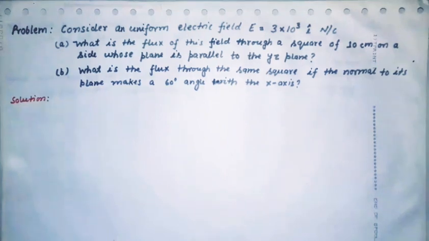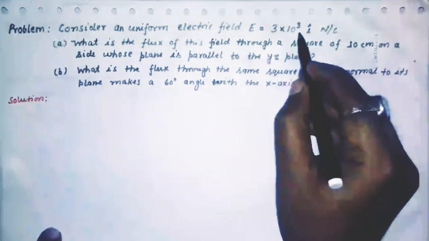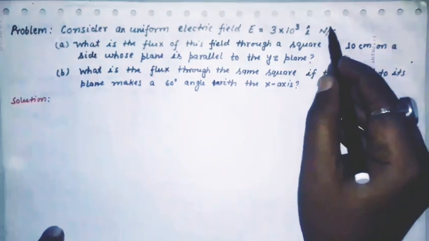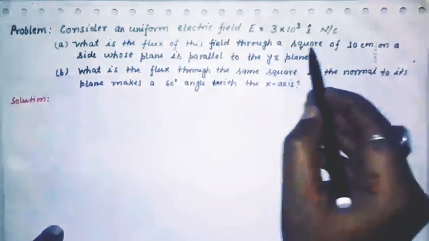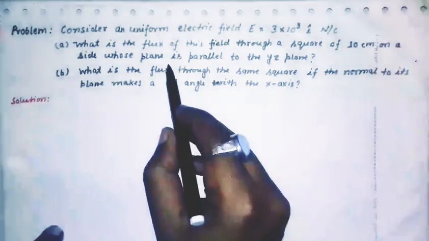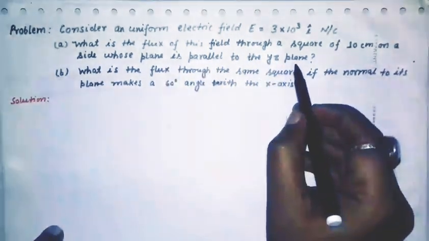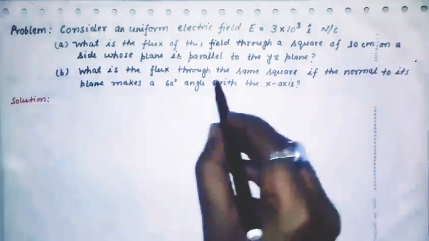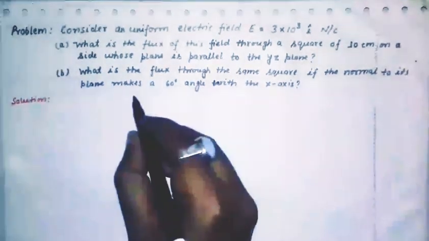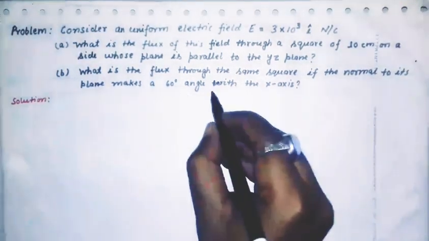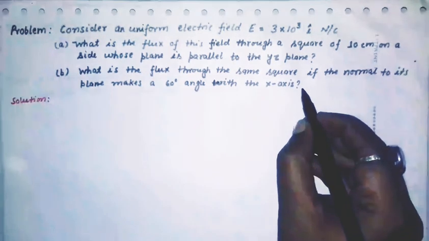Hello students, today we are going to solve a few more numerical problems. The very first problem: consider a uniform electric field E equal to 3 into 10 to the power 3 i-hat Newton per Coulomb. What is the flux of this field through a square of 10 centimeter on a side whose plane is parallel to the YZ plane? And what is the flux through the same square if the normal to its plane makes a 60-degree angle with the x-axis?